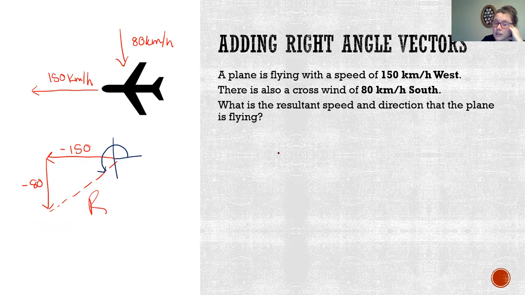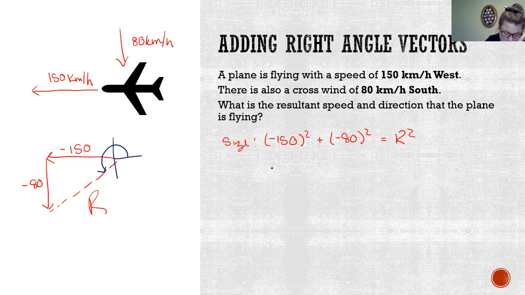So let's do some calculating. Let's calculate the size. So negative 150 squared plus negative 80 squared equals our resultant squared. So we get 28900 equals the resultant squared. Take your square roots. 170 equals our resultant. Now that we have that, direction.